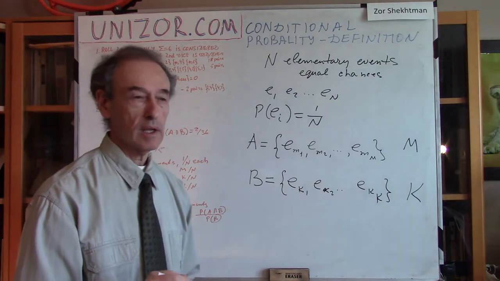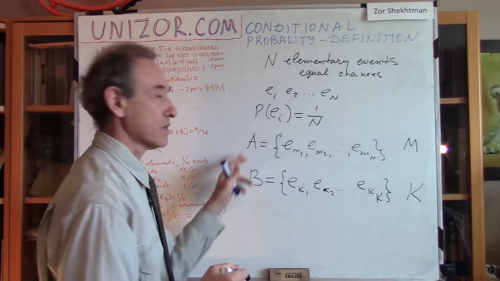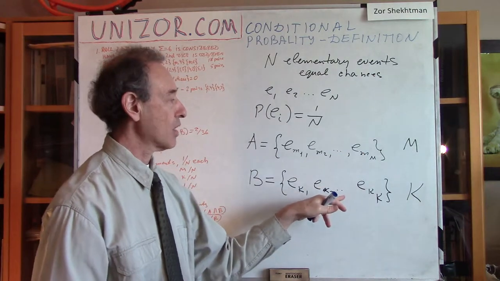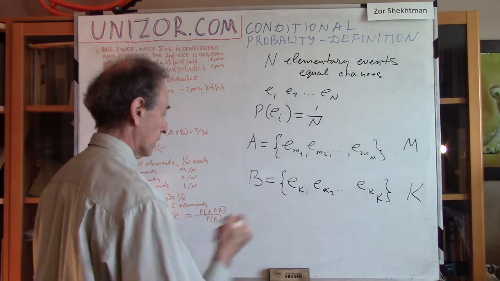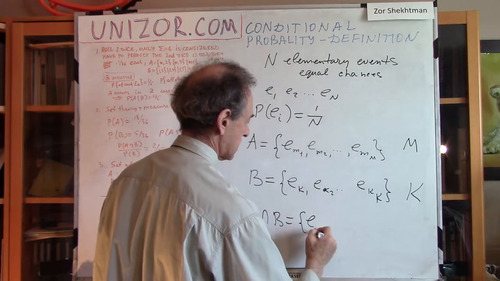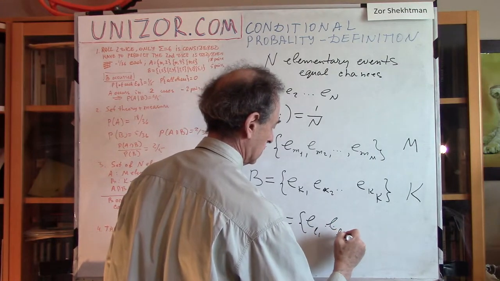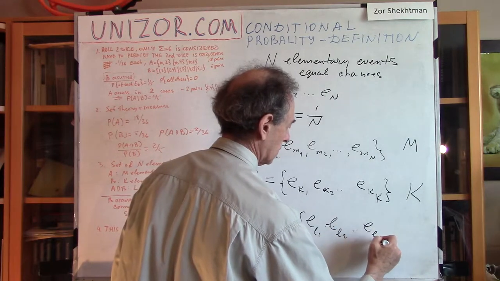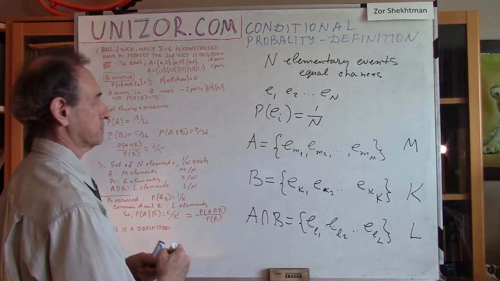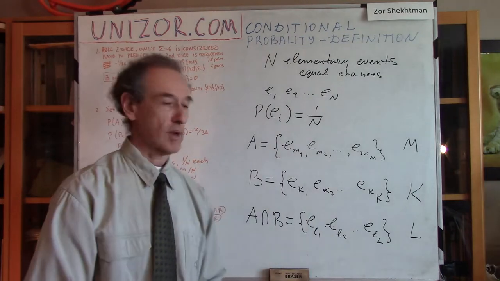Now, finally, let's consider the intersection between these two. So what are the elementary events which are included in both? Well, that's another subset, and let's say it's L1, L2, ..., capital L, L of them. That's what we see. So this is the description of my random experiment.